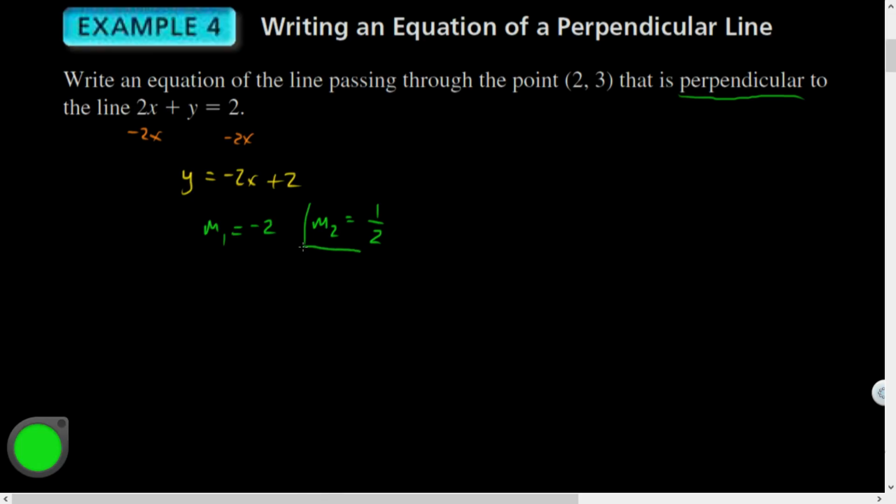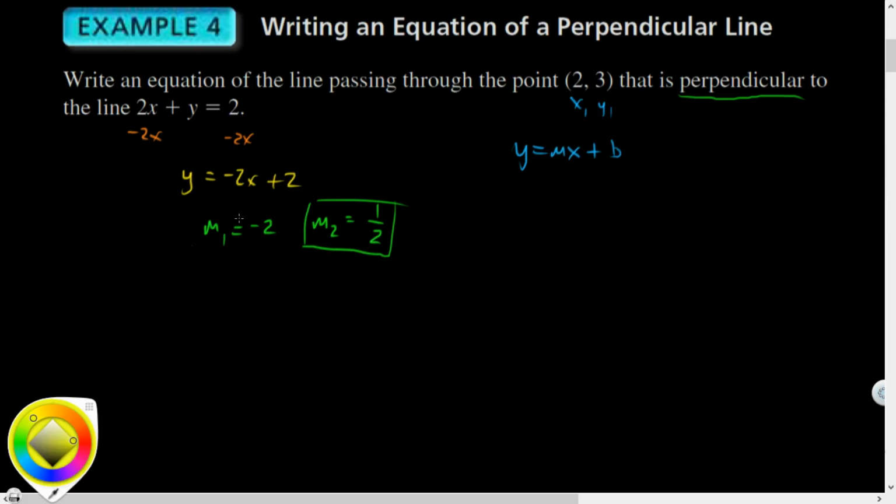So here's our slope, and the rest of this problem will now behave near identically to the other problems we've done. So I also have a point here, x1, y1, and I'm going to plug this point and that slope into probably y equals mx plus b, because that's what you guys seem to be fans of.